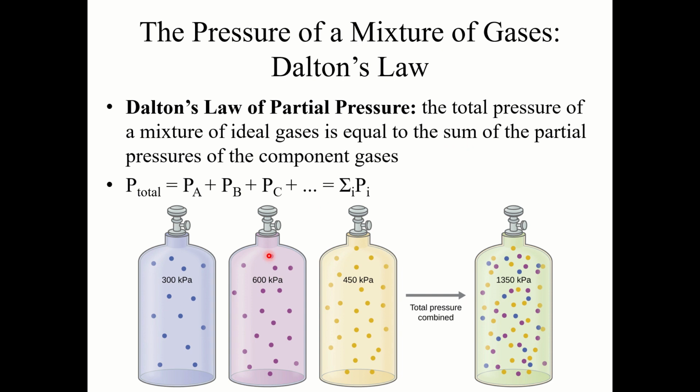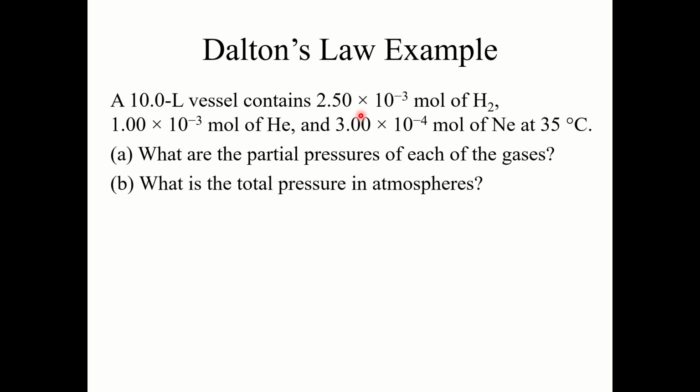If we imagine a scenario where we've got 3 cylinders filled with gases, these cylinders have the exact same volume. In one of them, the gas has a pressure of 300 kilopascals, one is 600 kilopascals, and one is 450 kilopascals. If we took these 3 gases and put them in the same cylinder, the new total pressure would be 1350 kilopascals. So you just sum the partial pressures of the gases. Really, the total pressure of a mixture of ideal gases is equal to the sum of the partial pressures of the component gases, or PT equals PA plus PB plus PC, and so on, however many gases you are combining together. So let's look at a quick example.